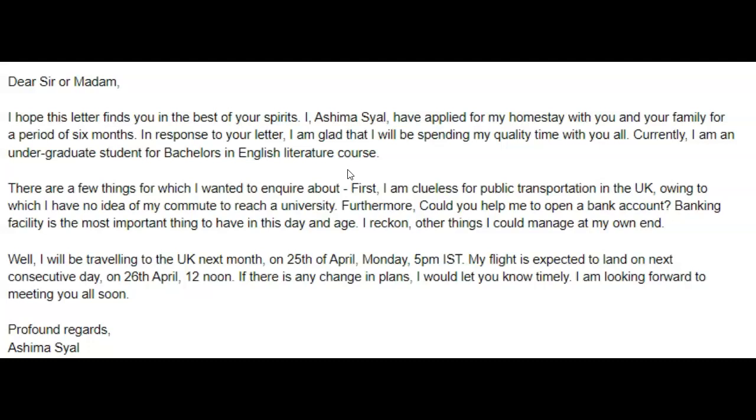First, I am clueless about public transportation in the UK, owing to which I have no idea of my commute to reach a university. All right. First of all, clueless for me feels a little informal. Like I said, it is a formal letter, and so you want to use formal language here.